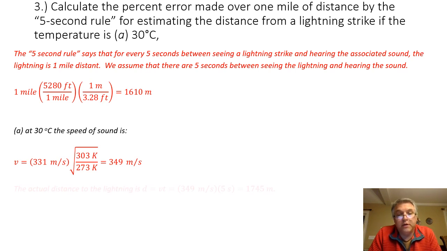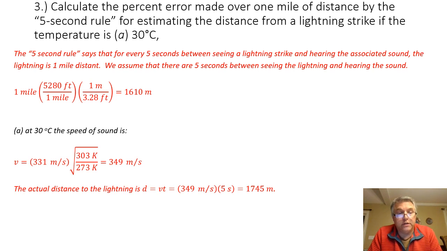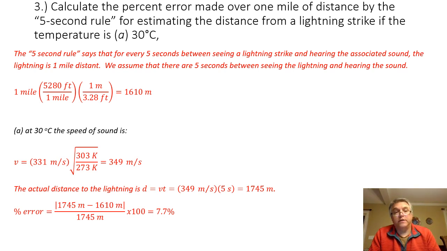So at 349 meters per second in 5 seconds, the actual distance to the lightning flash is going to be 349 meters per second times 5 seconds, which is 1,745 meters. So the 5-second rule tells us that it's 1,610 meters away. The actual distance when it's 30 degrees outside is going to be 1,745 meters away. Now let's calculate the percent error between those two values. The actual value is 1,745 meters. My experimental value is 1,610 meters, and that will give me a percent error of 7.7% at 30 degrees Celsius.